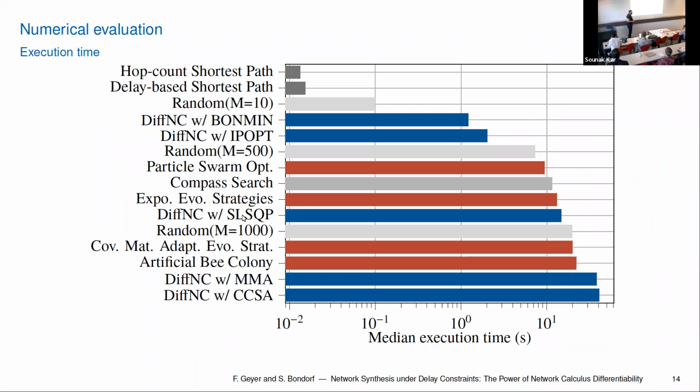The shortest path is, of course, the fastest. No surprise in that. And random sample with a small sample size is also super fast. Interestingly, Bonmin is also fast, yet not that much faster than our SLSQP, that by this empirical evaluation we found to be actually the best candidate to optimize for this problem.